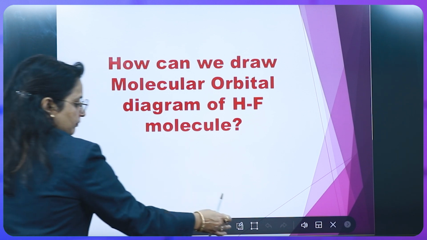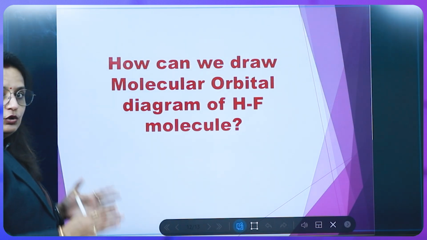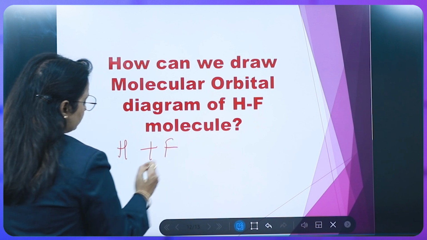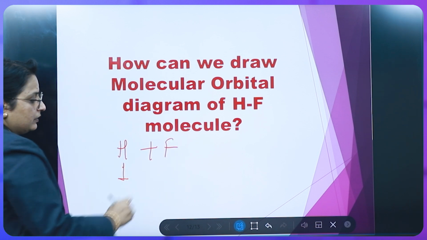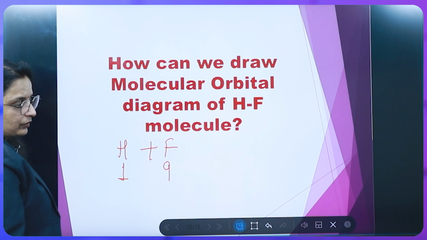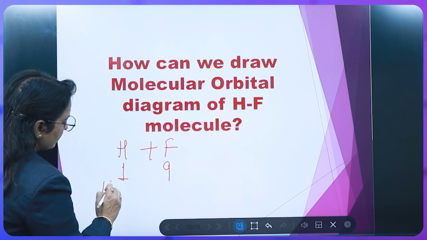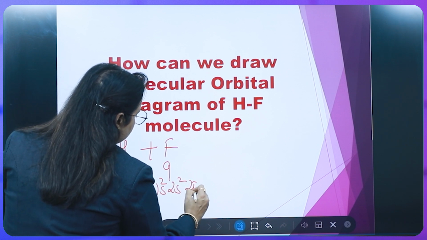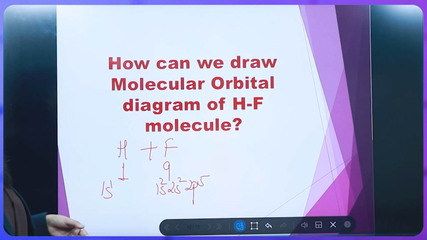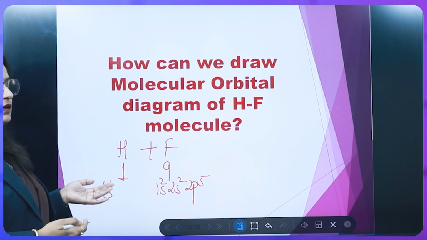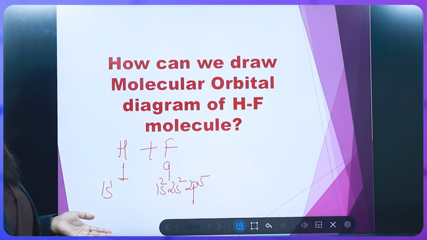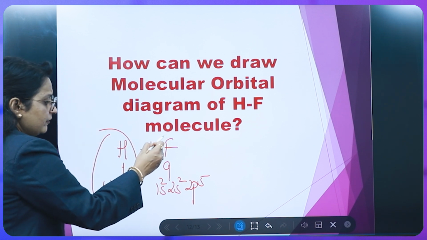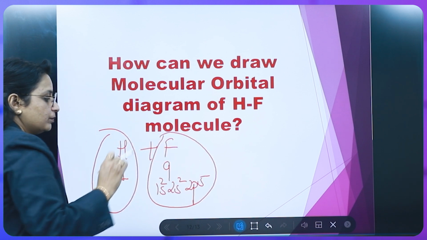Because the HF molecule does exist, if I draw H and F, H has 1 electron and F has 9 electrons. The configuration is 1s1 for H, and for F it is 1s2, 2s2 and 2p5. So think about how we can draw the MO diagram for the HF molecule, because here we have only 1s1 and here we have 1s2, 2s2, 2p5.